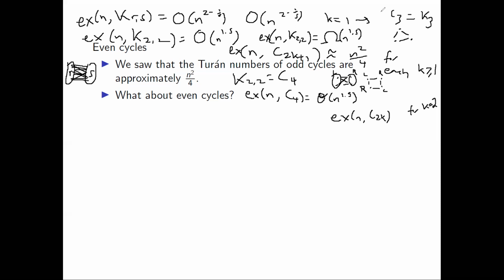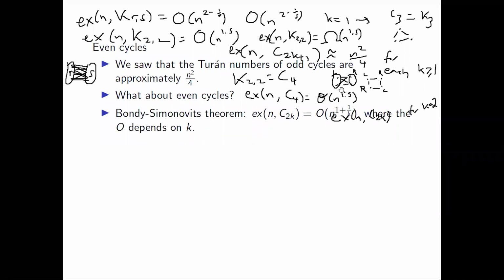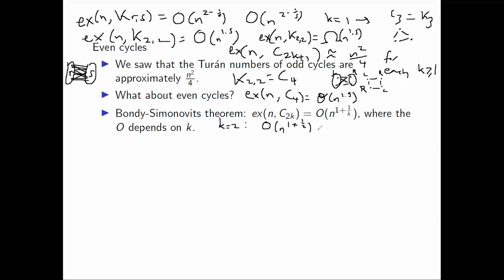There are also some other even cycles for which the Turan number is known up to a constant factor. There's this general theorem that was proved, the Bondy–Simonovits theorem. And what does this theorem say? Well, it says that the Turan number of the cycle C_{2k} is equal to big O of n to the 1 plus 1 over k. So in the case k equals 2, this is just saying big O of n to the 1 plus 1 over 2. So we know that's big O of n to the 1.5.